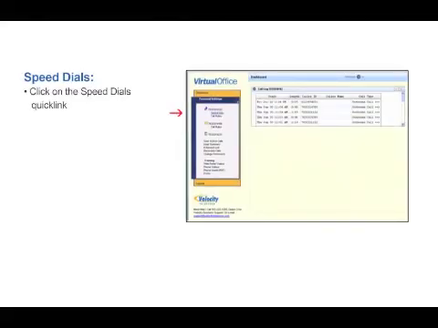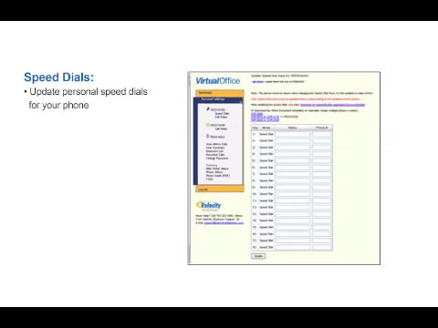When logged into the virtual office web portal, click on the speed dials quick link under the personal settings on the left-hand side. Here you will be brought to the interface to update the speed dials for your phone. Speed dials for other members of your virtual office group can be added quickly and most easily.